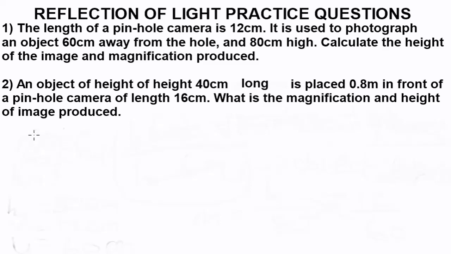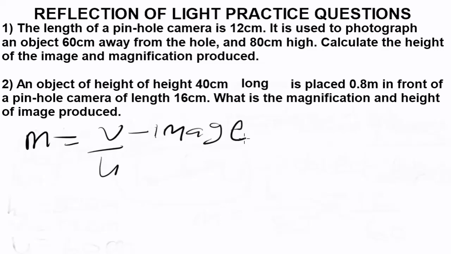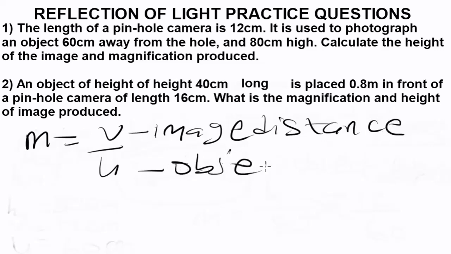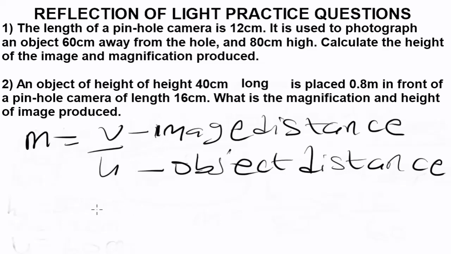To begin with, to calculate magnification of light in physics, this is the formula that is applied. Magnification equals V over U, where V is the image distance, whereas U is the object distance. Now let's bring out the parameters we have for this question.